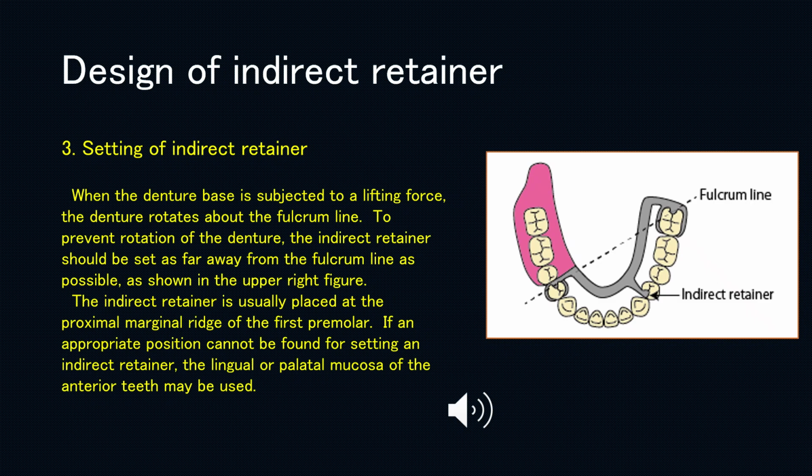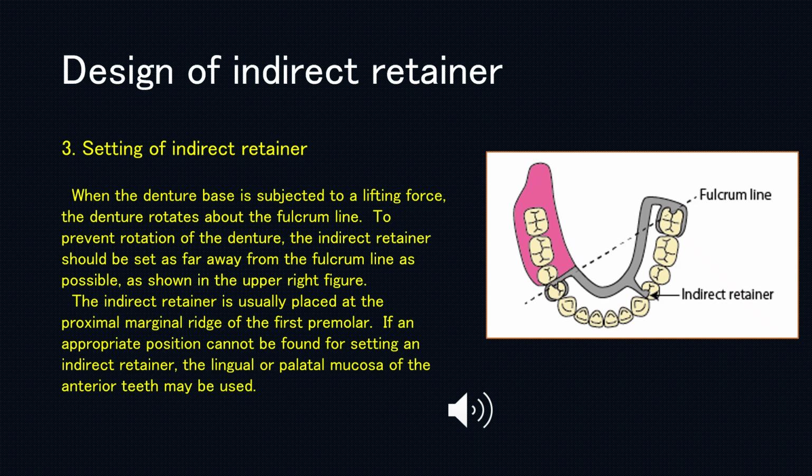3. Setting of indirect retainer. When the denture base is subjected to a lifting force, the denture rotates about the fulcrum line. To prevent rotation of the denture, the indirect retainer should be set as far away from the fulcrum line as possible, as shown in the upper right figure.